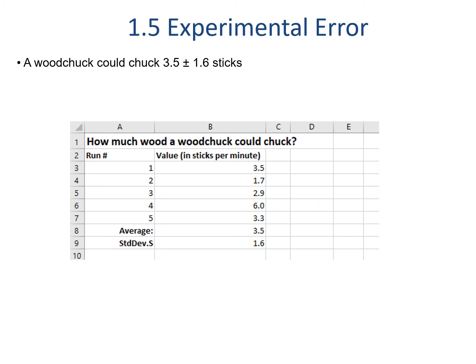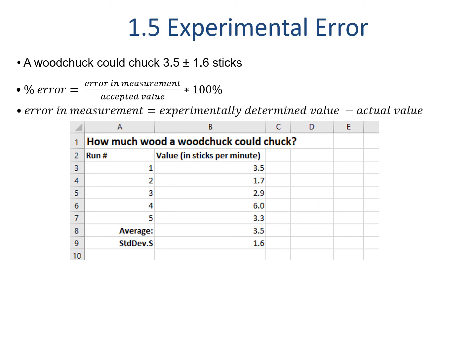If we want to talk about accuracy instead, we use a percent error, which is defined as error in measurement over accepted value, multiplied by 100 to express as a percent. Error in measurement is the experimental value minus the actual value, and can be positive or negative, which means that the percent error can also be positive or negative. When we actually want to calculate the percent error, we need some sort of actual value, usually from the literature.